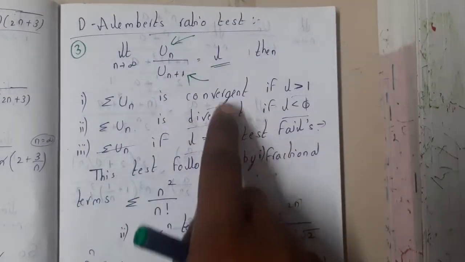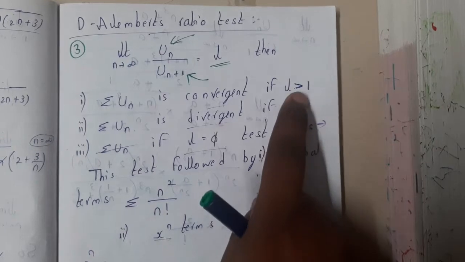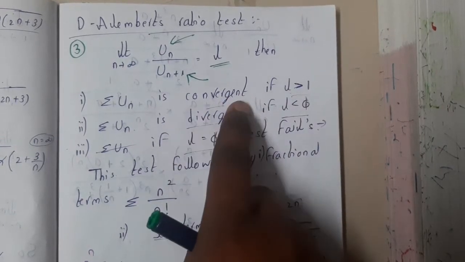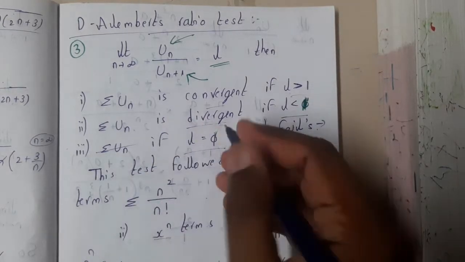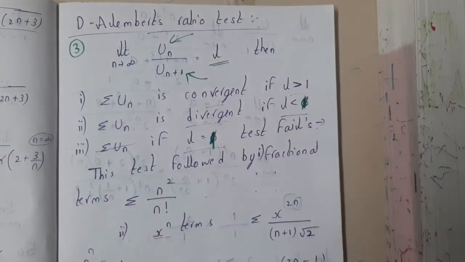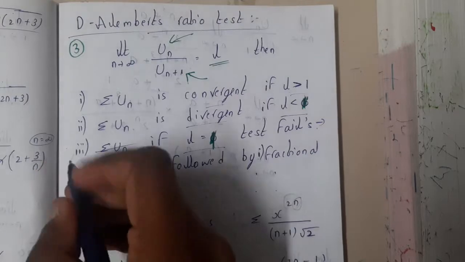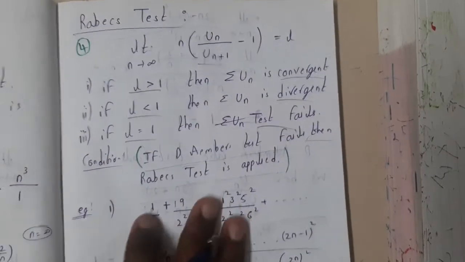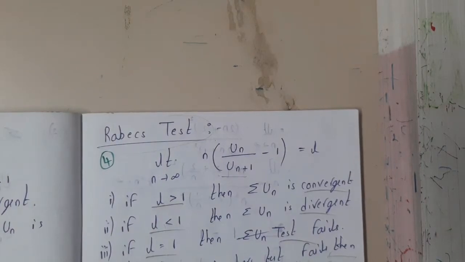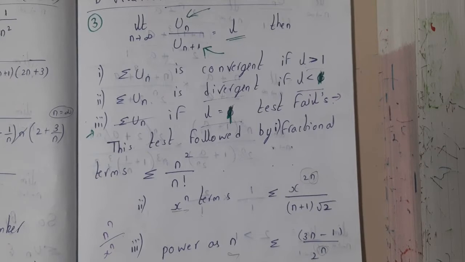Based on this L value, if it is greater than 1, we will say it is convergent. If it is less than 1, we will say it is divergent. If it is equal to 1, we will say it is a failure. If a failure happens here, we will use the next method, that is Raabe's test. Let us continue with the solution of a problem.